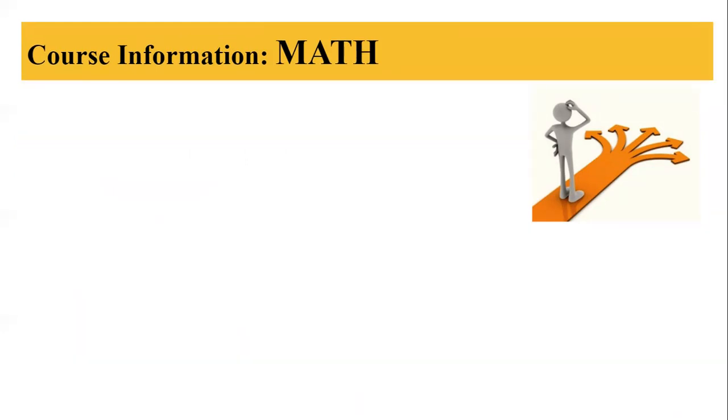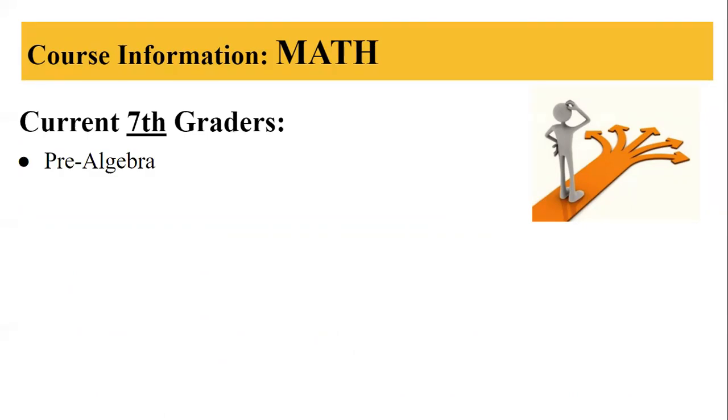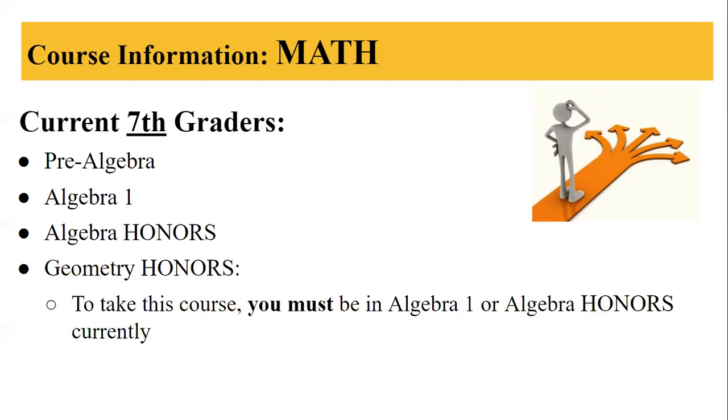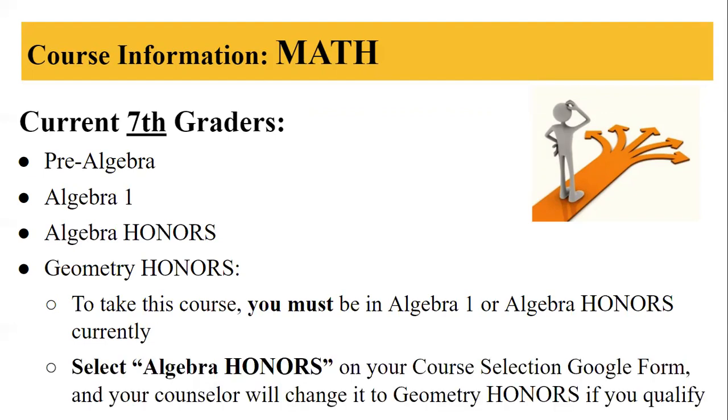There's a similar format for seventh graders. Next year, you have the choice of pre-algebra, Algebra 1, Algebra Honors, or Geometry Honors. Geometry Honors is only available to students who are in Algebra 1 or Algebra Honors currently. And same goes for you guys. You will not see Geometry Honors on the course selection Google form. So you will need to select Algebra Honors, and your counselor will change it to Geometry Honors if you qualify.